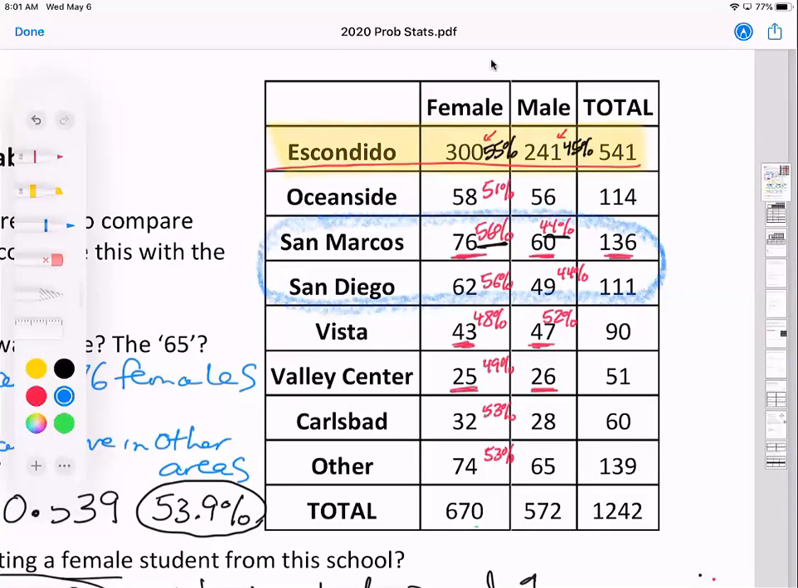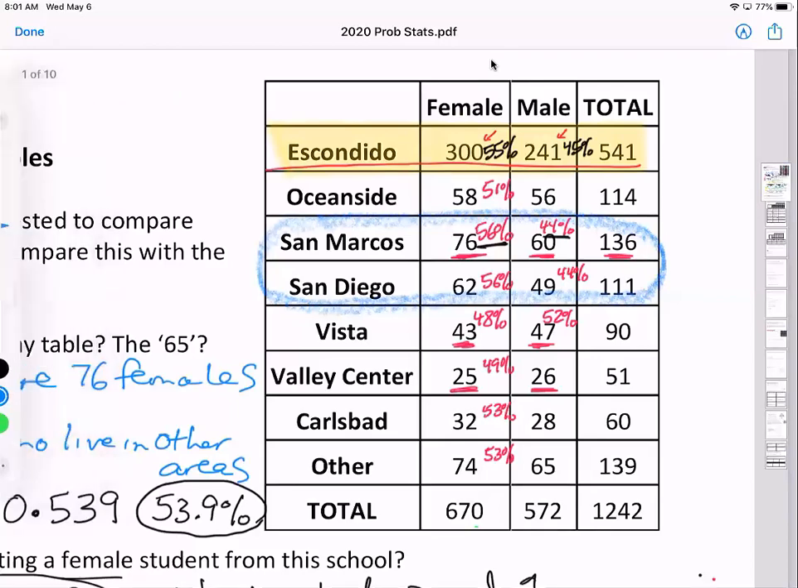Both of them have more females than we'd expect if it was like a 50-50 chance. So it's kind of interesting to wonder, why is that? Maybe we'd want to check the demographics of San Marcos and San Diego. Maybe there are just more female teenagers in those areas, and that's why we have a larger percentage from San Marcos or San Diego. Or maybe there's something else that is explaining that.